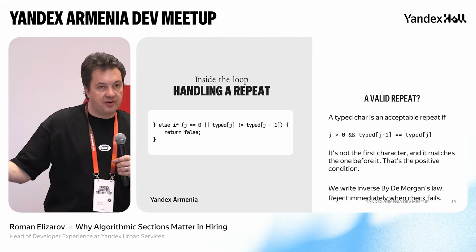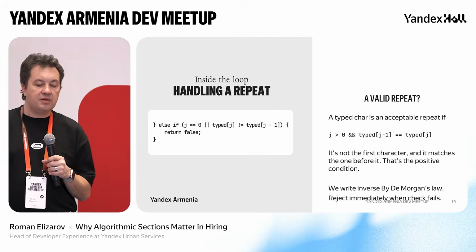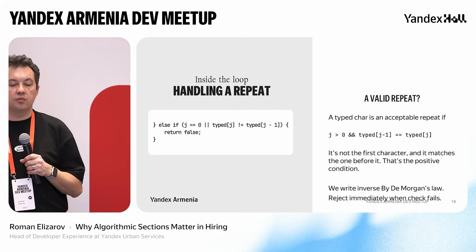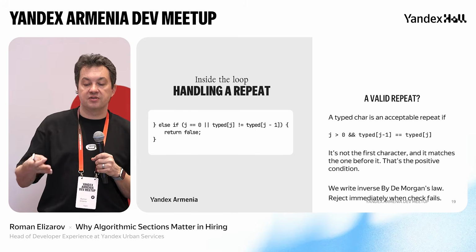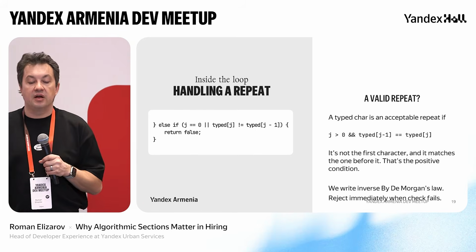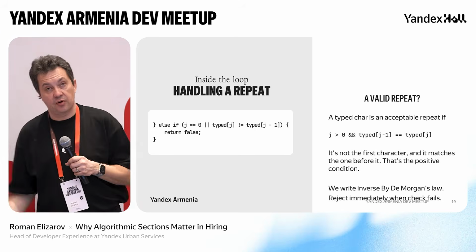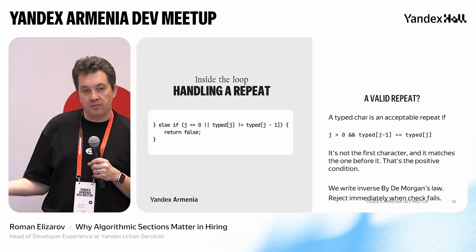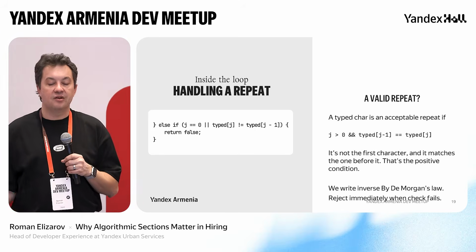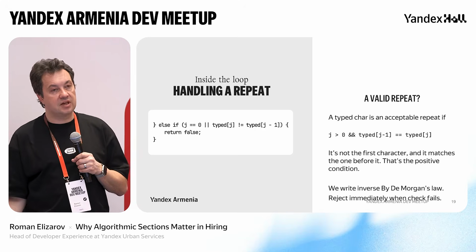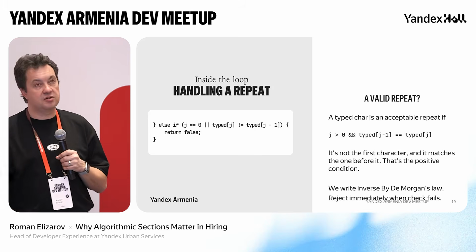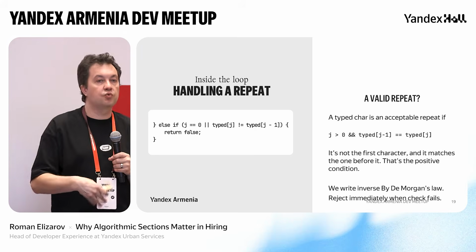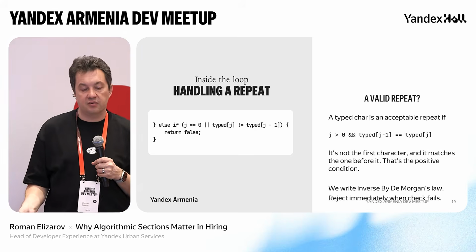Then, again, we've identified the second criterion is a repeat. So what's a valid repeat? A valid repeat is if the typed character is the same as the previous one, right? And again, not forgetting about edge cases, that's when j is above 0 and the previously typed character is the same as this one. But we have to check if it's not correct, because if it's not correct, we want to bail out. There's no reason to scan further. We can just bail out.